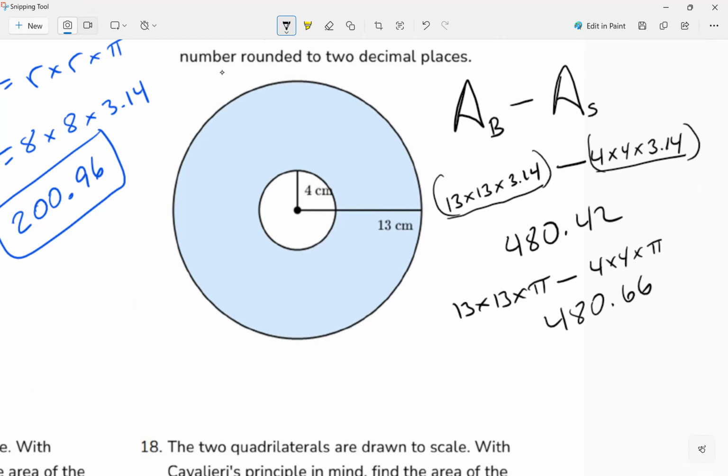Now, do me a favor. If you use 3.14 on one circle, do the same on the other circle. If you use pi on one circle, use pi on the other. Don't start mixing and matching, okay? So either 3.14 for both circles or pi for both circles.